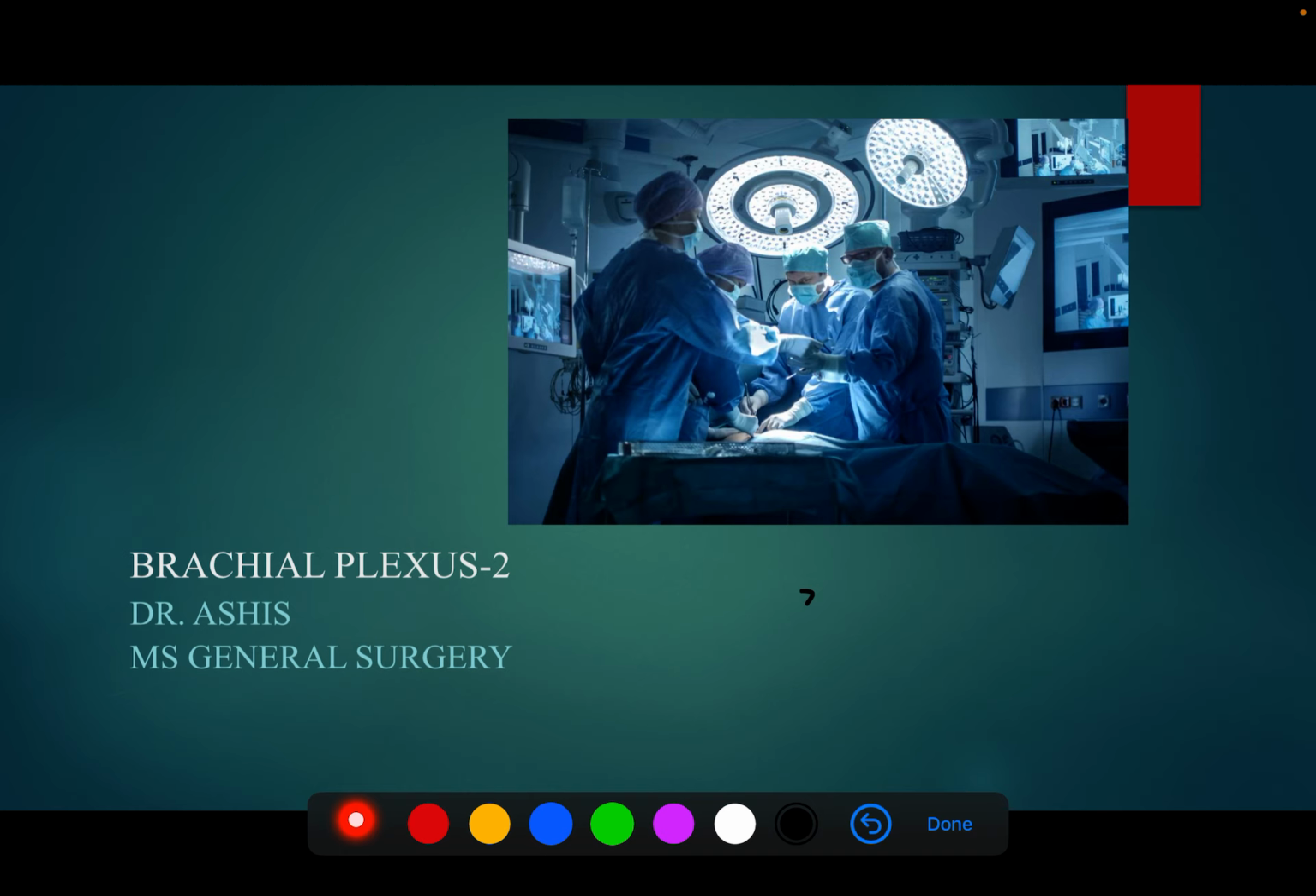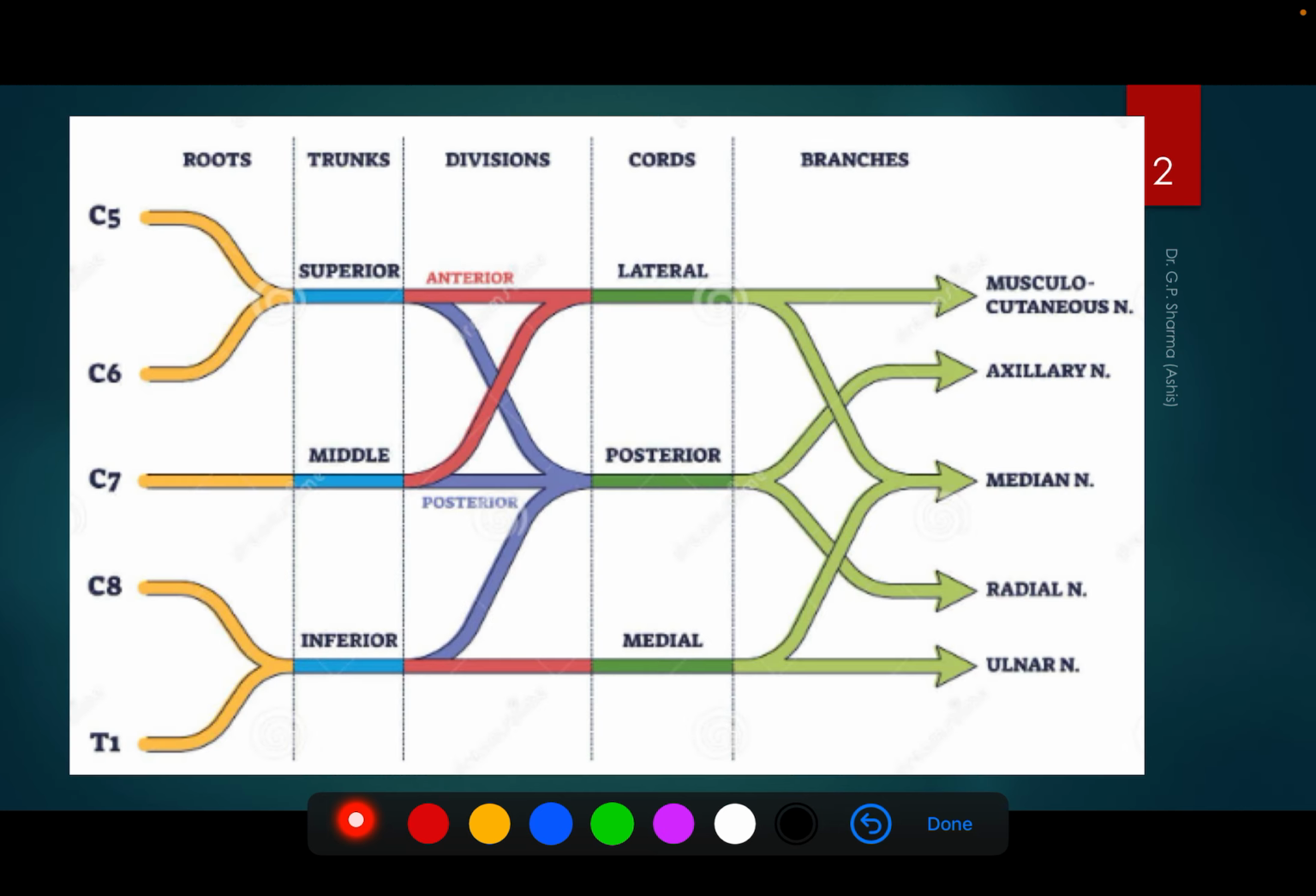Last class we discussed the first part of the brachial plexus. Today we are going to discuss the remaining part of the brachial plexus, right? So let's review for 2 minutes what we discussed last class.